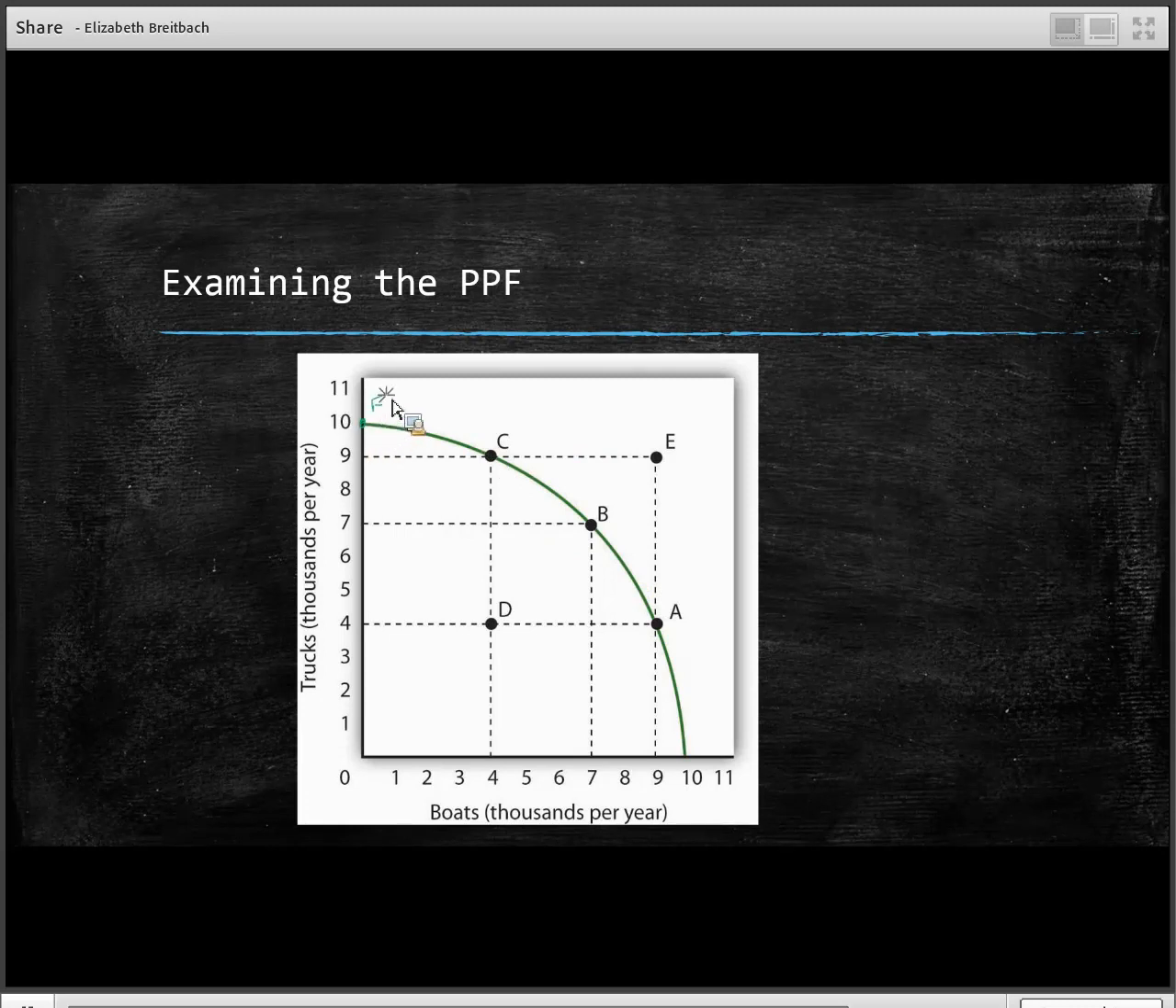Okay, so any point on this production possibility frontier, and I'm just going to label a few more, F and G, any point F, C, B, A, and G, these points that are on our production possibility frontier, they're what we call attainable and efficient points. They're attainable because we can produce them, and they're efficient because they're using all of our labor hours available to us.